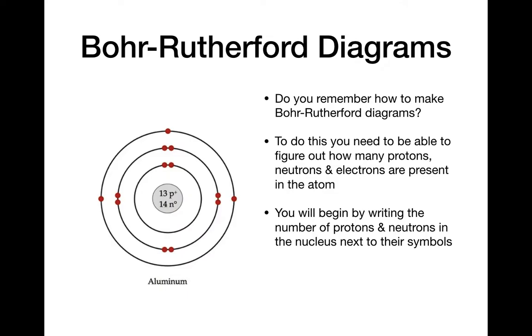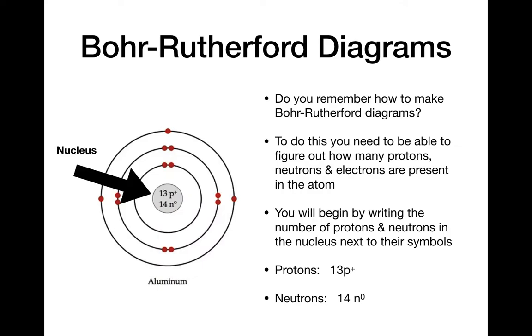So you write that down next to symbols. So protons, 13 p+ in aluminum. Neutrons are 14 n0 in this particular isotope of aluminum. There it is in the nucleus. Okay, so protons and neutrons, first place to start.